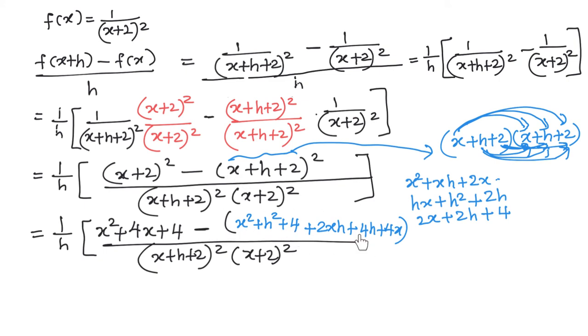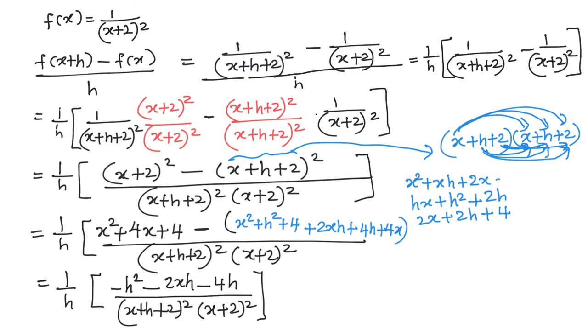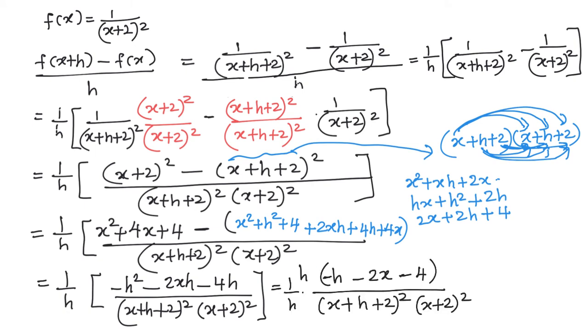Now distribute this negative. Then each term will have a minus sign. So x square minus x square, that will cancel. And 4x and 4x, that will cancel. And 4 and this 4, that will cancel. Then you will be left with negative h square, 2xh and 4h. Now you can see h is a common factor, so factor out h and it will cancel with this h. The final answer is negative h minus 2x minus 4, whole divided by x plus h plus 2 whole square times x plus 2 whole square.